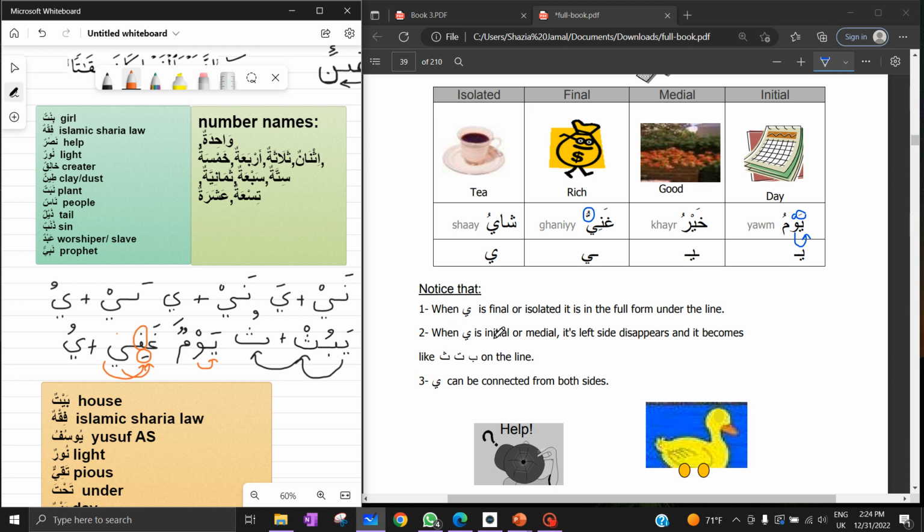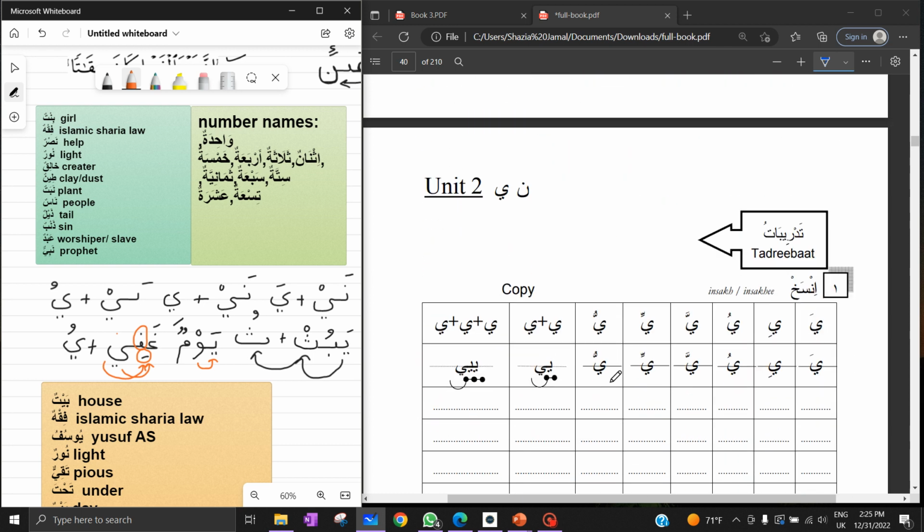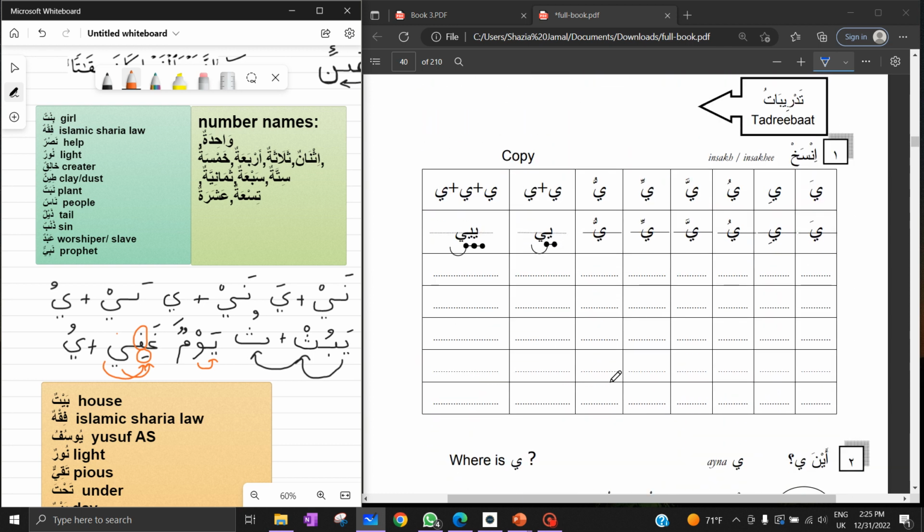When ya is final or isolated, final in this case and isolated in this case, it is in full form under the line. When ya is initial or medial, meaning at the start or in between, the left side disappears and it becomes like ba and tha on the line. As I have explained before, ya can be connected from both sides when it is in the middle. Let's move on to the exercise on how you write ya.